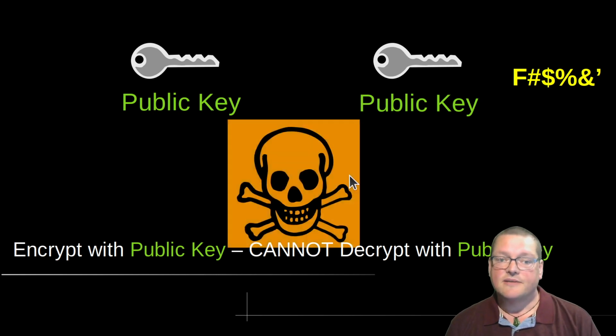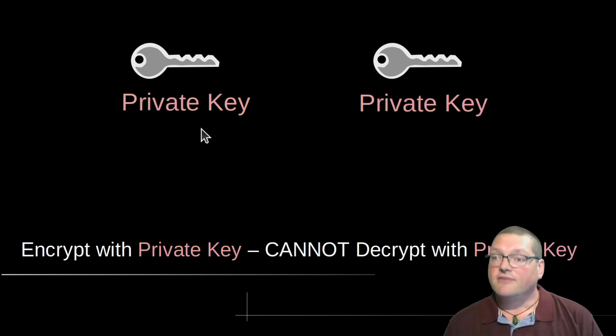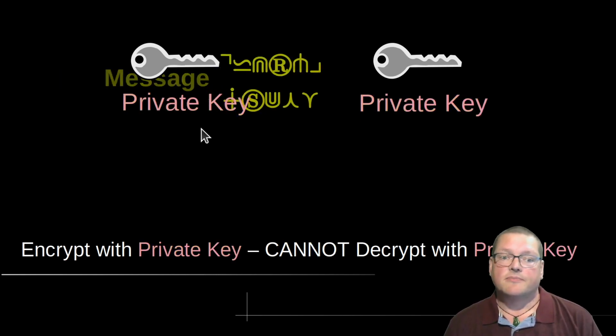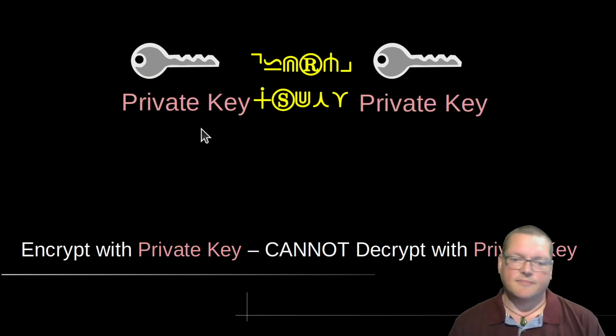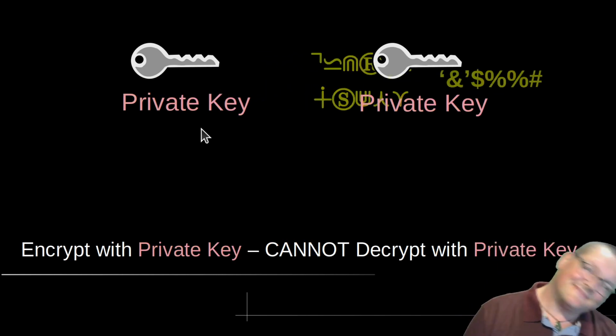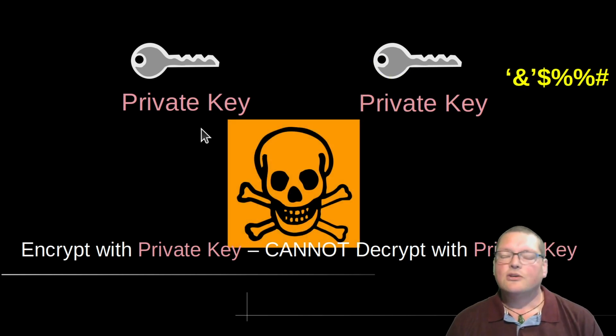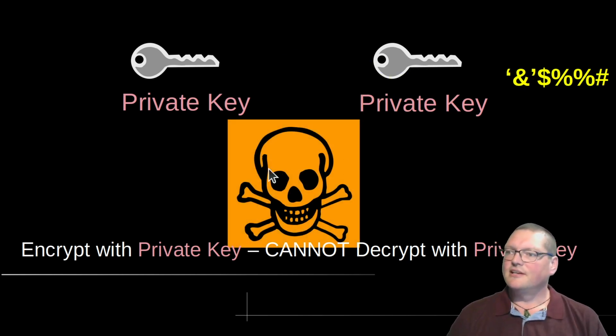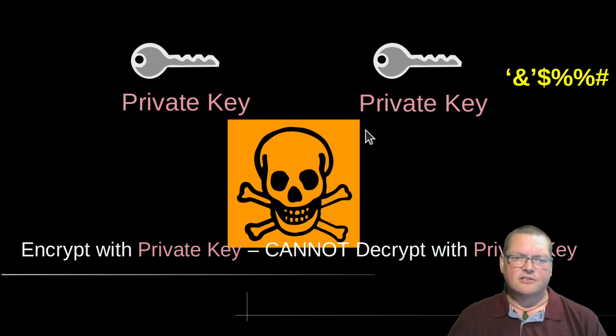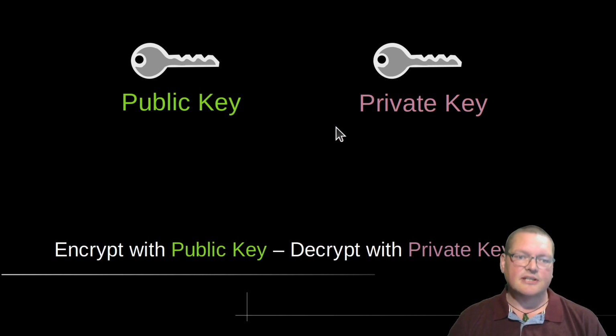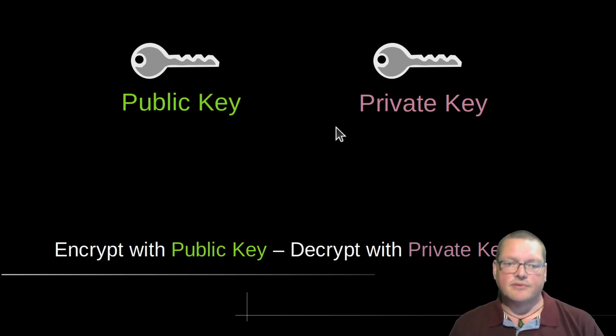And likewise, with the private key, you take the message, encrypt it with the private key, and then you try to decrypt that with the private key. Yeah, no soup for you. You cannot decrypt the private key encrypted message with the same private key. So only a public key encrypted message can be decrypted with the private key, and only a private key encrypted message can be decrypted with the public key.